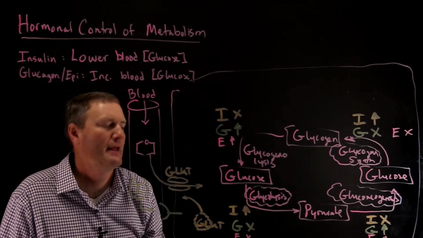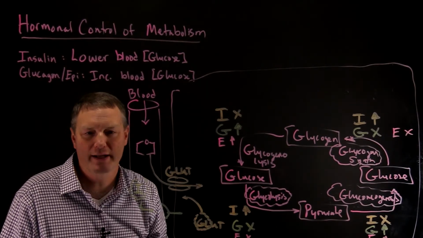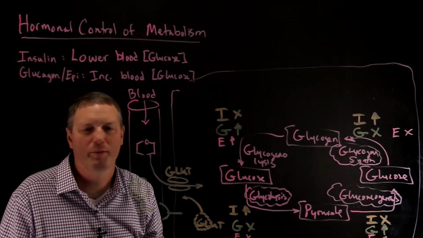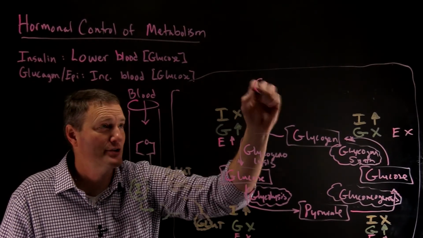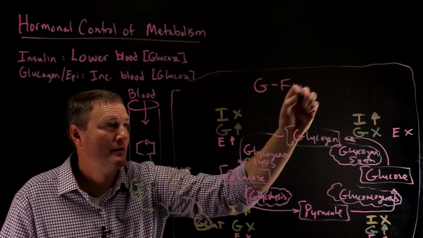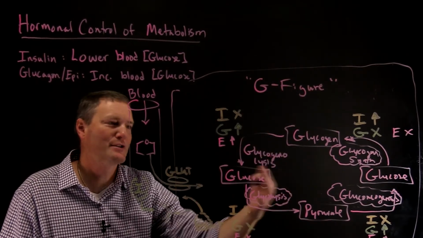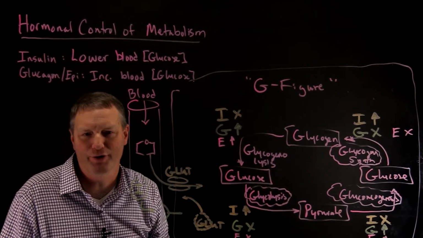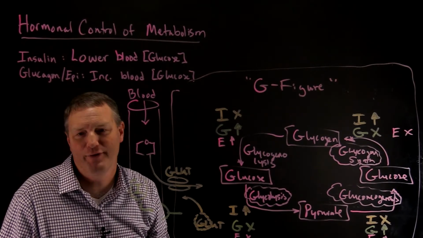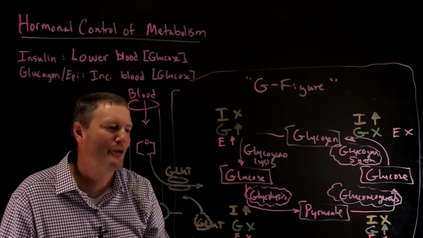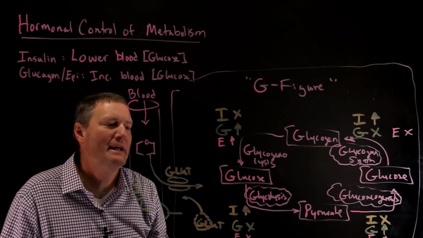I really like this figure as a way to summarize the major effects of hormonal control. I like to call this the G figure. And the reason I call it that is if you look at the figure, there's all these names that start with the letter G. It can get quite confusing to remember all those. I think this might be a helpful way to do that.